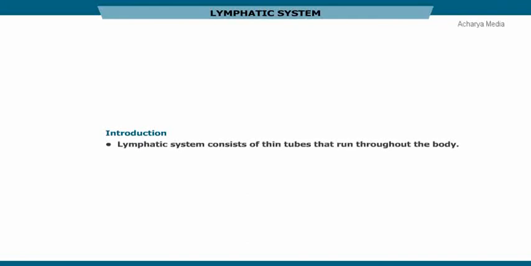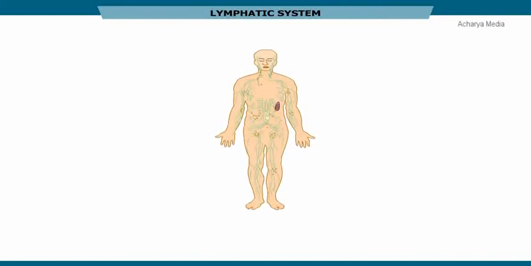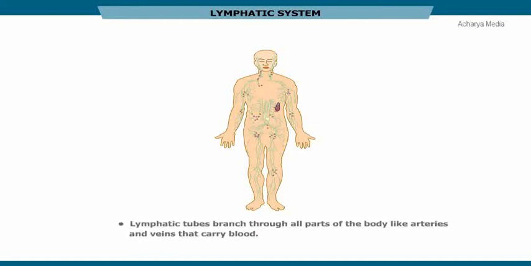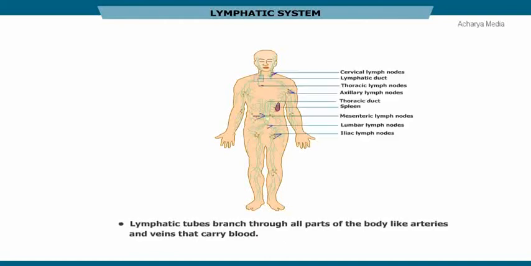Lymphatic system. The lymphatic system is the system that consists of thin tubes which run throughout the body. These tubes are called lymph vessels or lymphatic vessels. The lymphatic system is similar to the blood circulation system in that the tubes branch through all the parts of the body like the arteries and veins that carry blood.